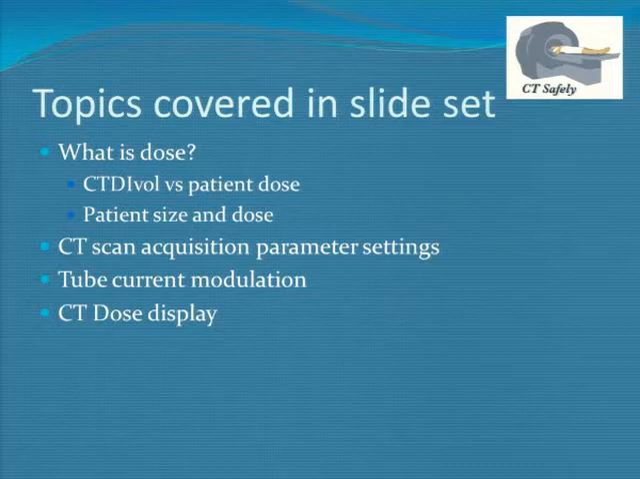How does patient size affect dose? And that type of material is in there. Some description and understanding, hopefully, about the acquisition parameter settings. Some generic basic stuff about tube current modulation, and some things about what's actually shown on the scanner in terms of CT dose parameters.